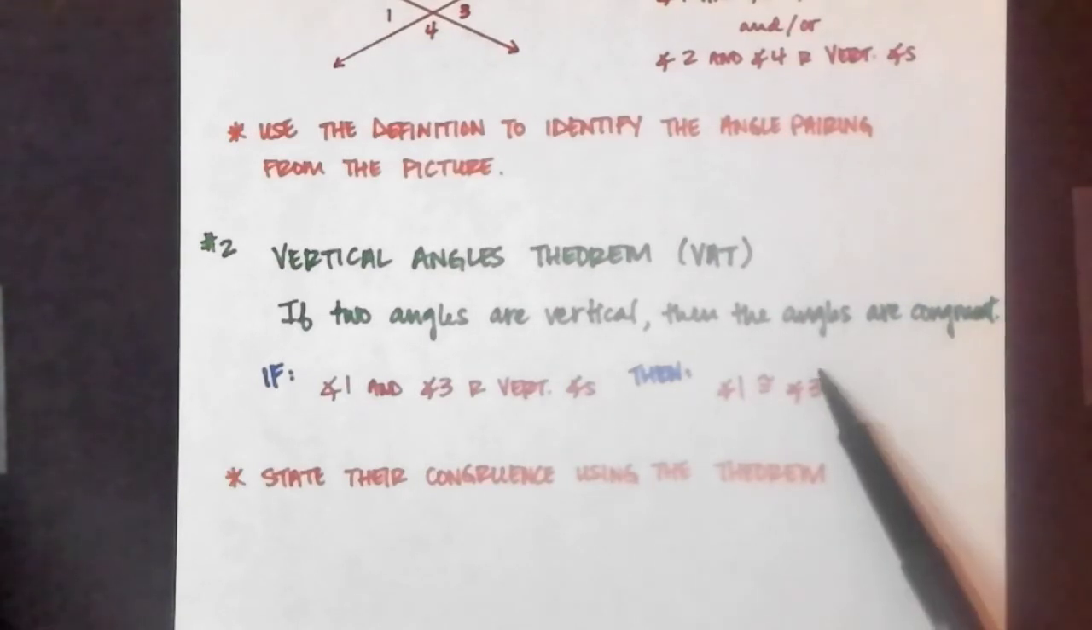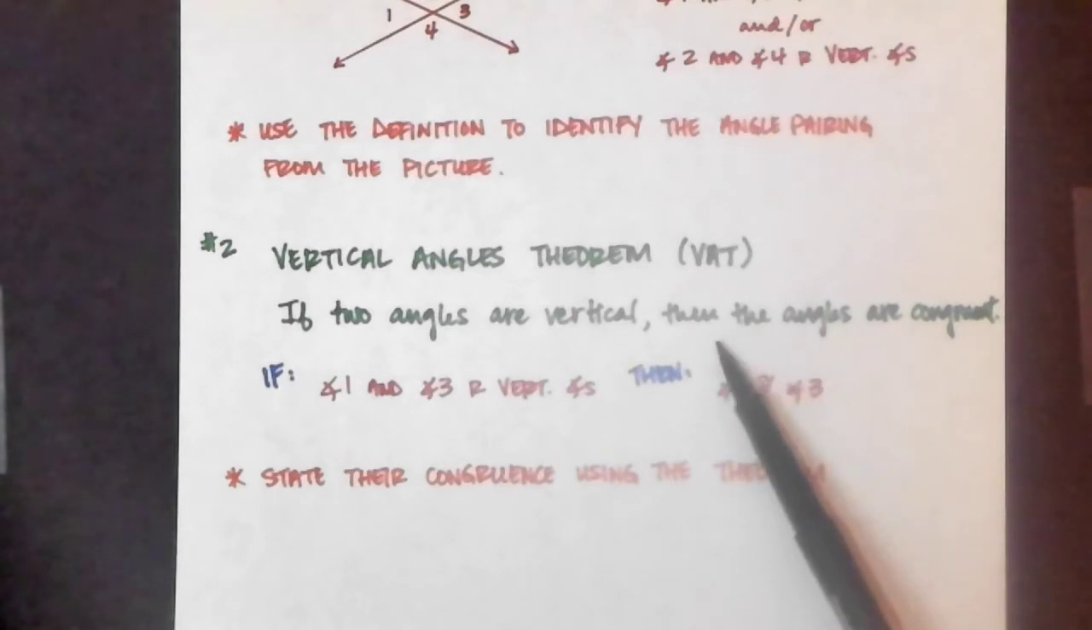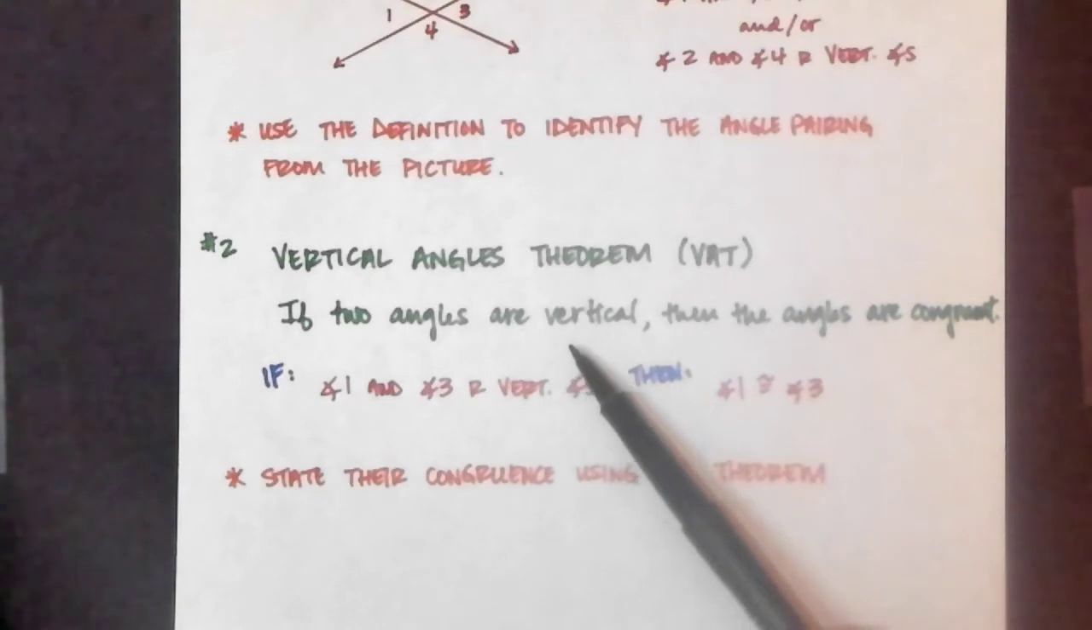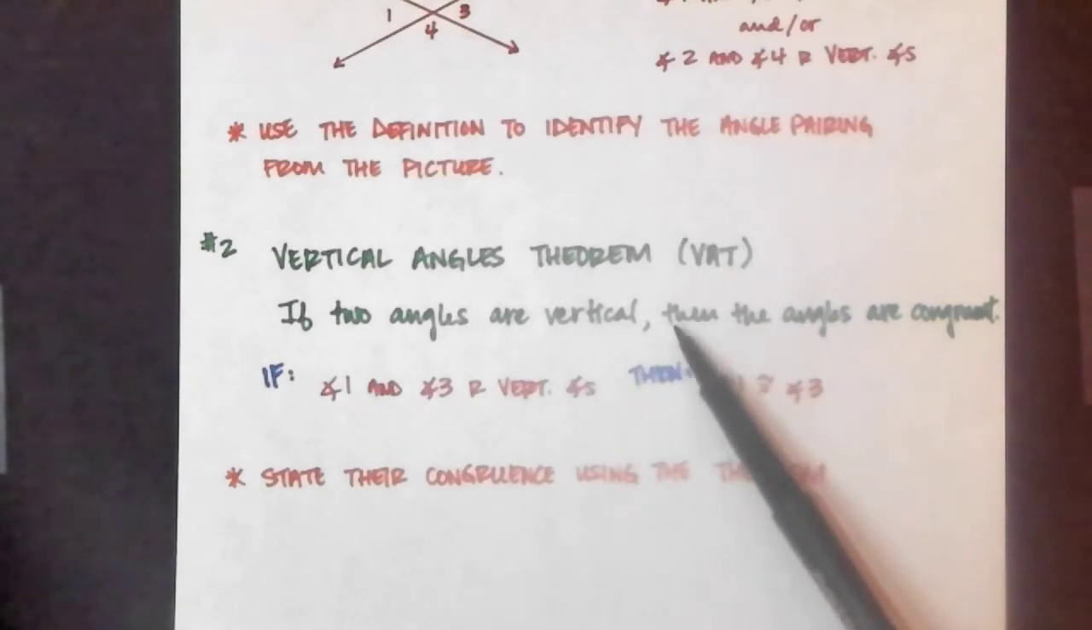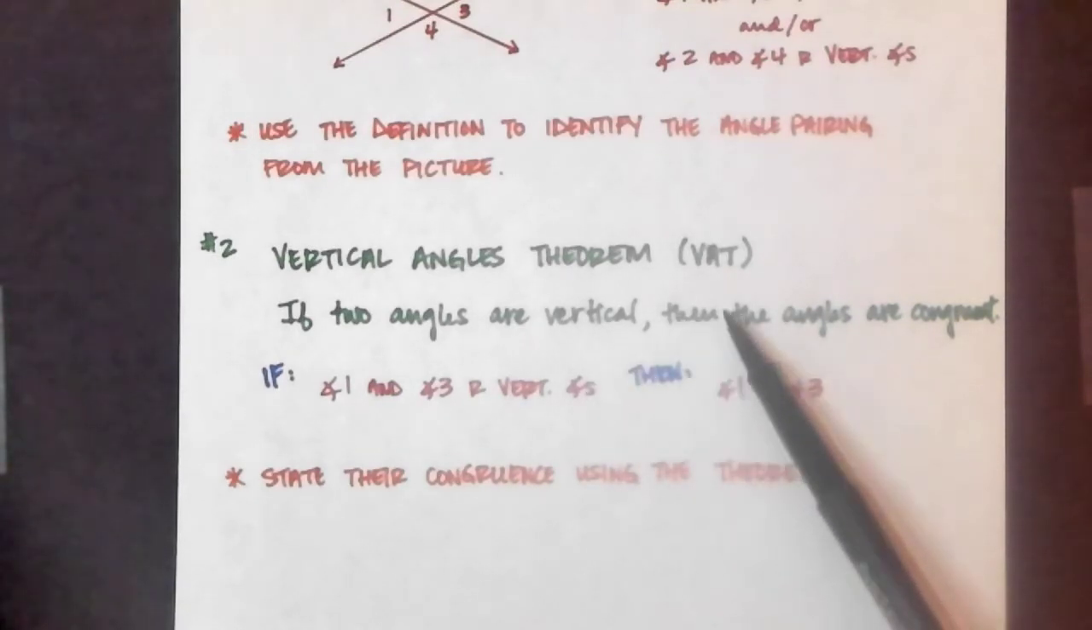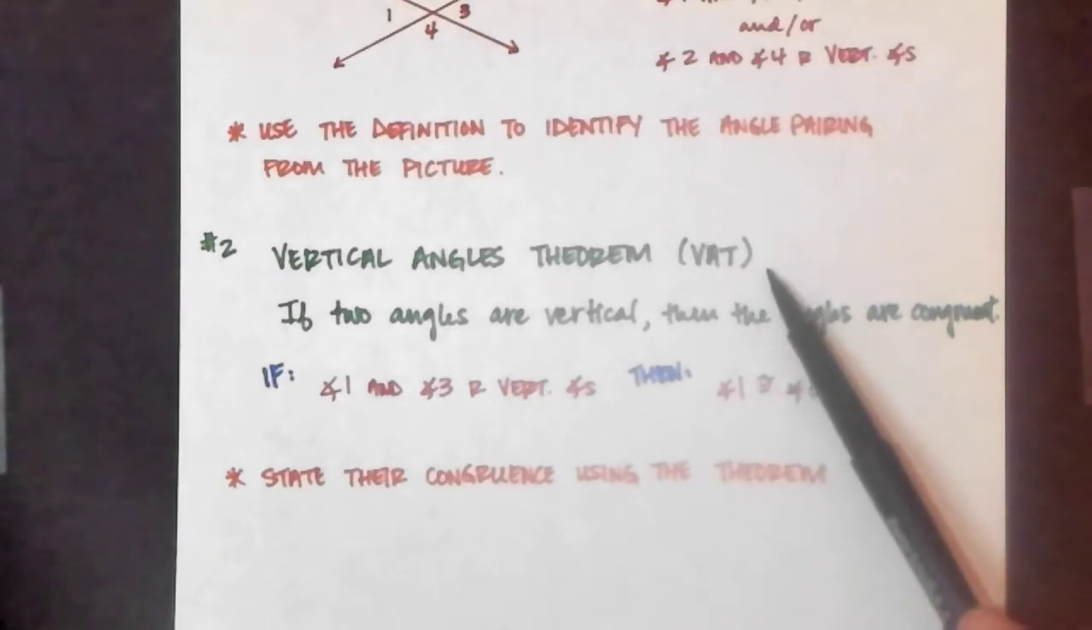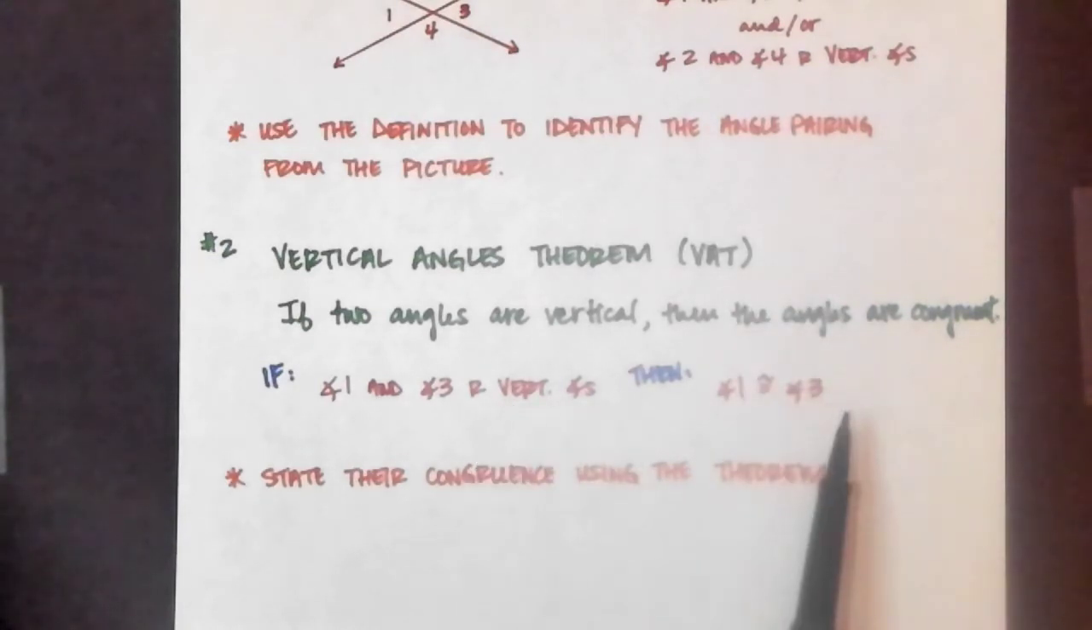Now notice that this is not biconditional. If I wrote the converse of this, it would say if angles are congruent, then they are vertical. Well, two angles don't have to be vertical in order to be congruent. So this vertical angles theorem only works in this left to right direction.